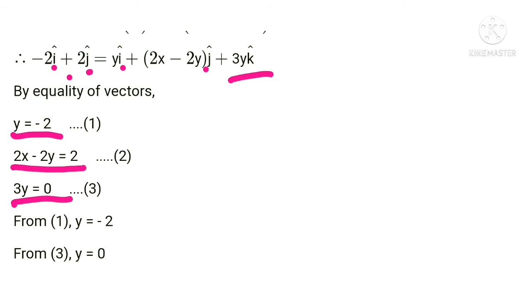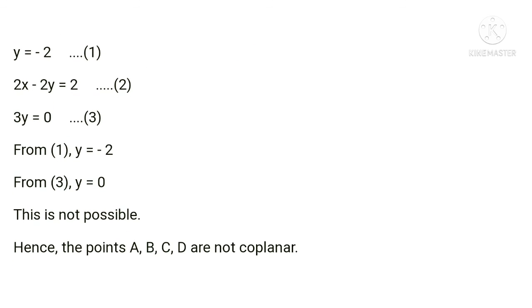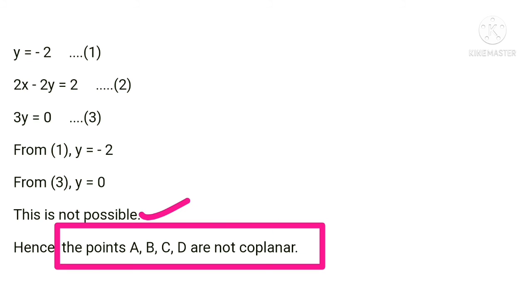From equation 1 we get y is equal to -2, and from equation 3 we get y is equal to 0. Means this is not possible. Two values of y are not possible. Therefore the points A, B, C, D are not coplanar. Okay, understand?